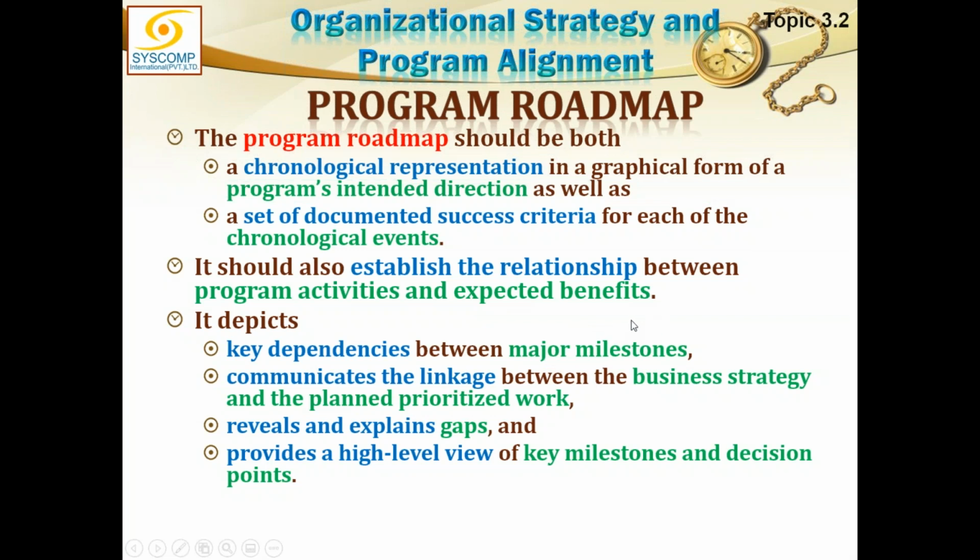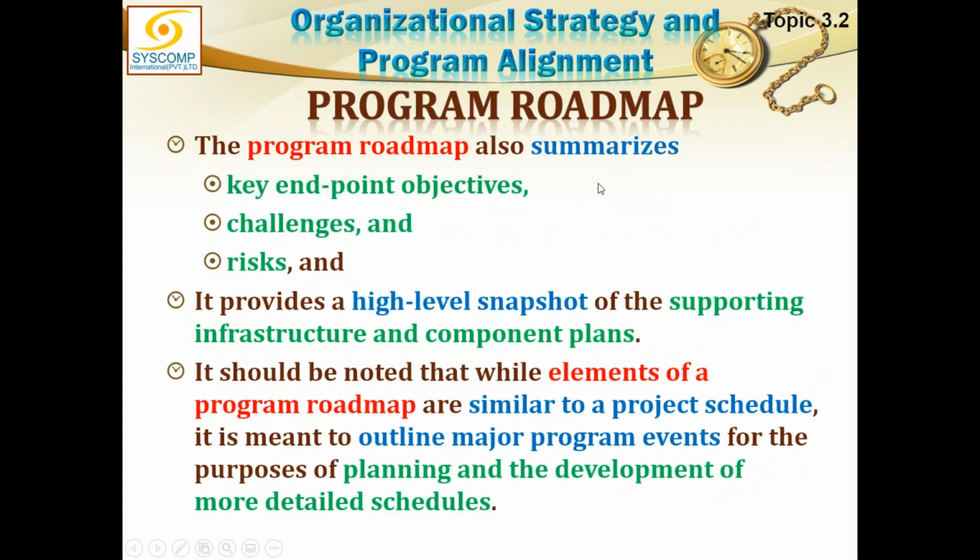It should also establish the relationship between program activities and expected benefits. Which are the program activities responsible for delivering or realizing certain benefits? That would point towards those milestones. It depicts key dependencies between major milestones, communicates the linkage between the business strategy and the planned prioritized work, reveals and explains gaps, and provides a high-level view of key milestones and decision points. The roadmap also summarizes key endpoint objectives, challenges, and risks.